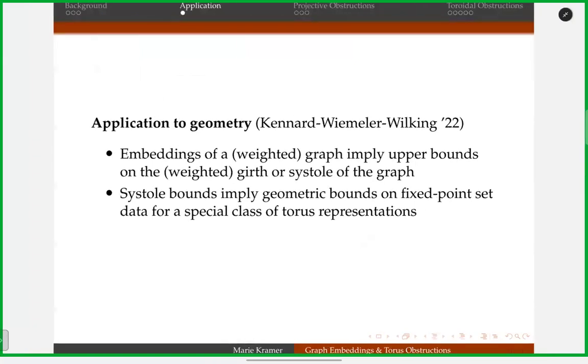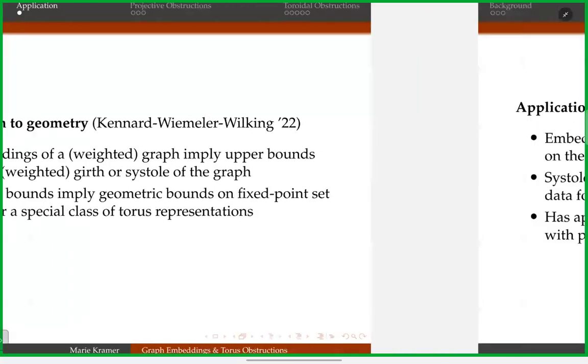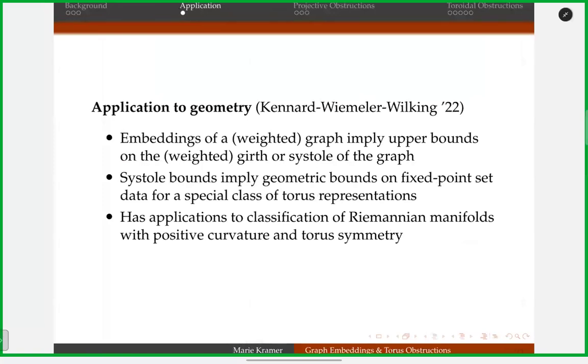Part of the systole bounds is also why, for my problems, I care about cubic graphs, because it turns out that cubic graphs are the worst cases for these systole estimates. Some cubic graphs have the largest systole. And then by matroid theory, the systole bounds give some geometric bounds on the fixed point set data for some torus representations, which is what my advisor was working on. That in turn translates to applications to classifying Riemannian manifolds with positive curvature and torus symmetry. But even if you don't care about this geometry application, the rest of the talk is still interesting, I think. This is why my advisor got interested in it, and in the end, why I'm currently working on these problems.